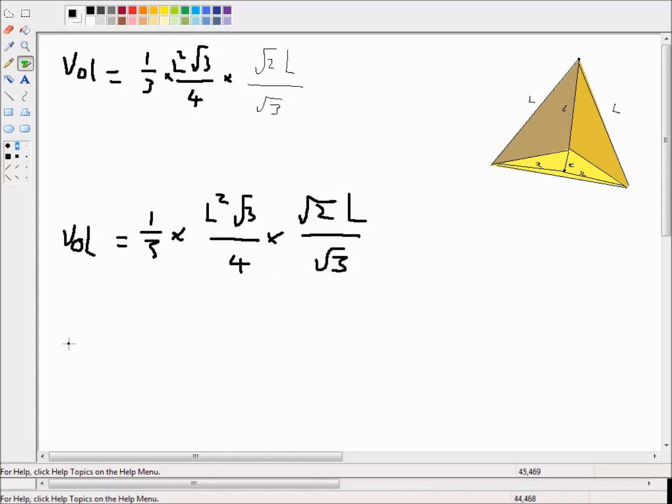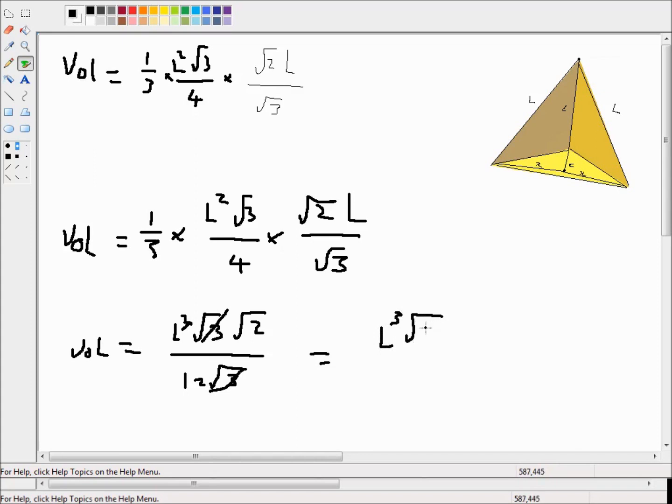So multiplying tops and bottoms, because that's just how you multiply fractions, you multiply the numerators and denominators. 1 times L squared times root 3 is L squared root 3. And times root 2 times L, so that L squared will become L cubed, and then we times by root 2, and then we divide that by root 3 times 4 times 3, so that's 12 root 3. Root 3's cancel, and so the volume of a regular tetrahedron is L cubed root 2 over 12.